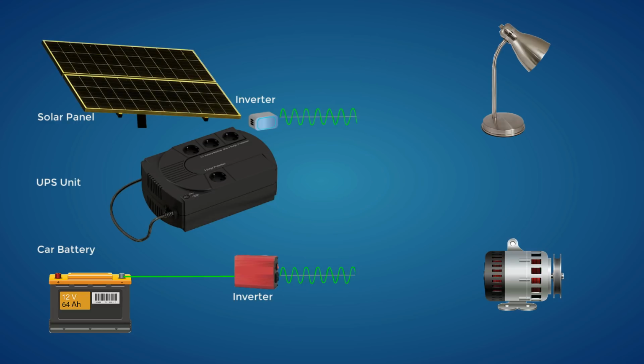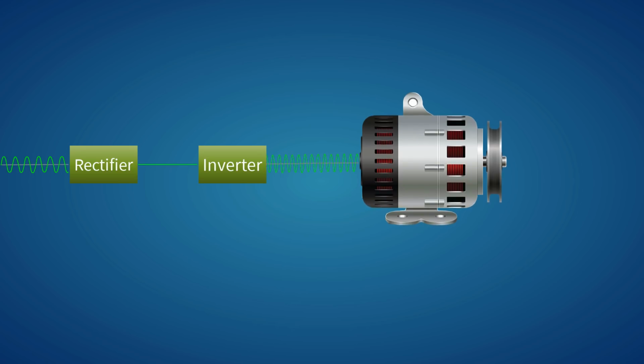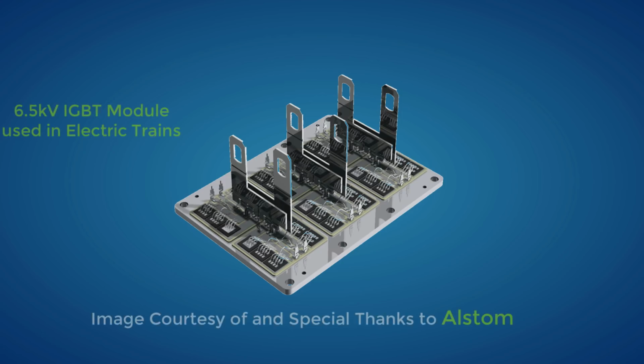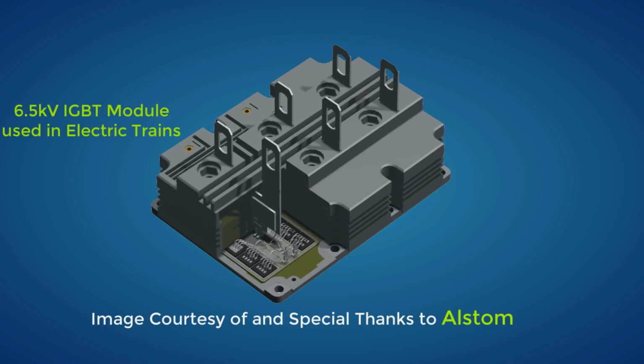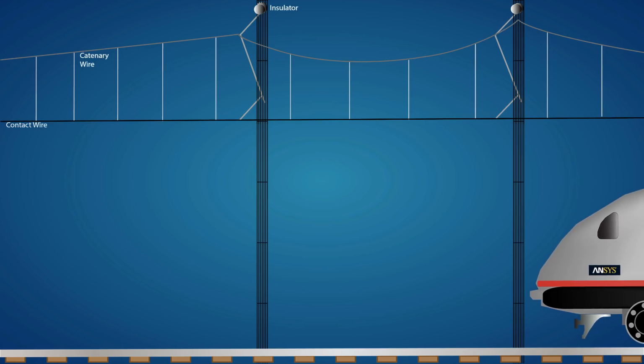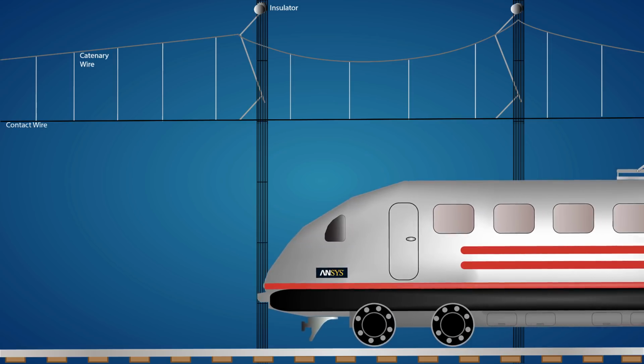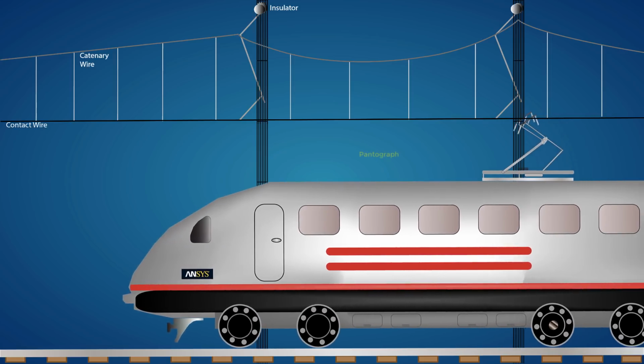IGBT-based inverters are used in electric vehicles, UPS units, and solar inverters to power AC loads in cars, homes, and buildings. For many industrial applications, they are part of variable frequency drives to control the speed and torque of AC motors. Since IGBTs excel at handling high voltages and currents, they're well suited for many high-power applications. Traction motor systems and high-speed electric trains are equipped with power converters that feature IGBT modules and diodes. Let's look at how they work.